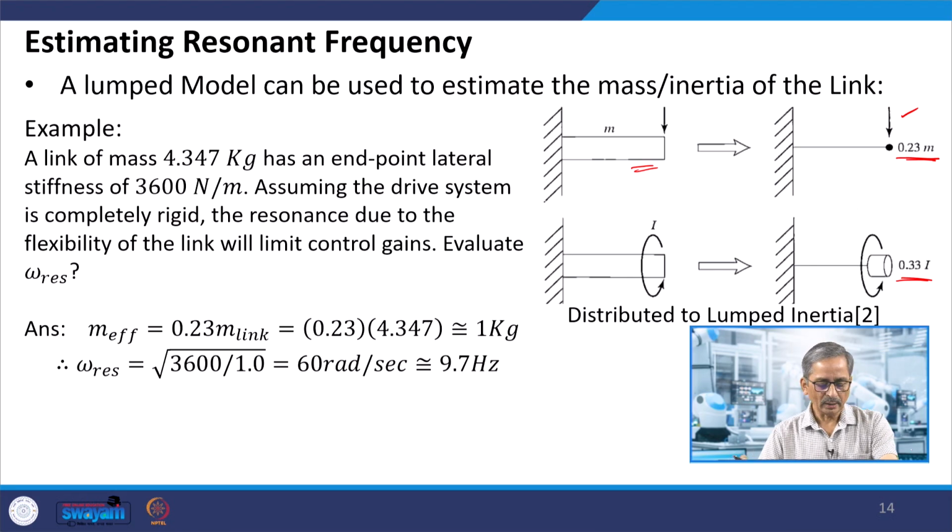Alright. So, let us take an example here. Suppose a link has a mass this much and has an endpoint lateral stiffness this much. Assuming the drive system is completely rigid, the resonance due to the flexibility of the link will limit control gains. So, what is the omega resonance? In this case we can find the m effective, which is this one, and then simply we can get omega resonance as root of k by m. This will be in terms of hertz.